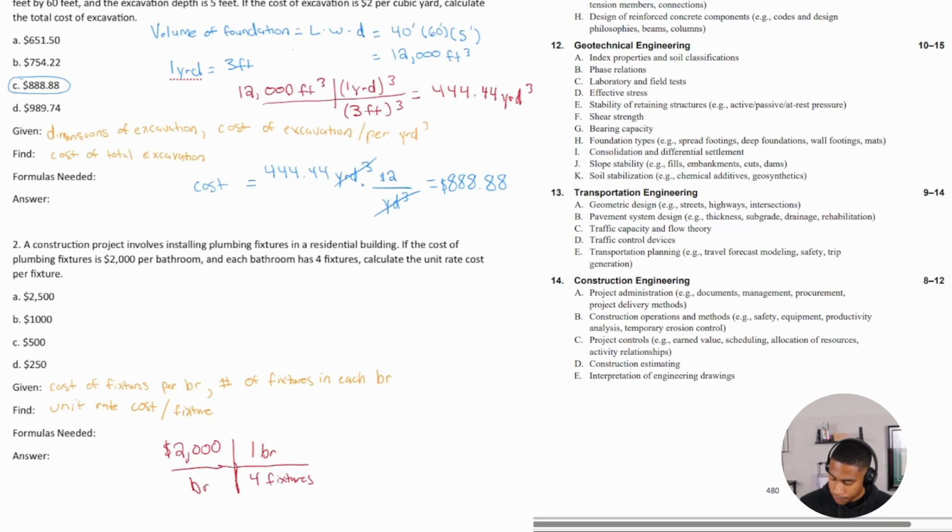All right. So the cost per fixture, if these cancel, is going to be 2,000 divided by 4 to get $500 per fixture. All right, and so my answer is C.